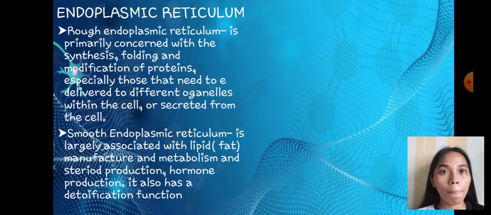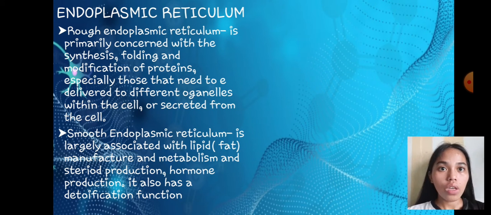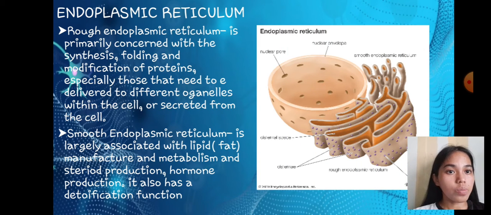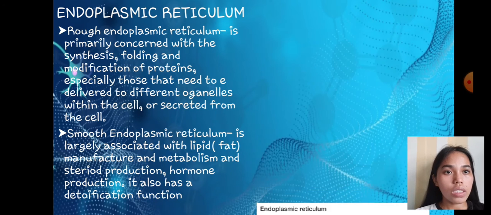Next is the endoplasmic reticulum. Rough endoplasmic reticulum is primarily concerned with the synthesis, folding, and modification of proteins, especially those that need to be delivered to different organelles within the cell or secreted from the cell. Smooth endoplasmic reticulum is largely associated with lipid manufacture and metabolism, steroid production, and hormone production. It also has a detoxification function. This is an example of the endoplasmic reticulum.